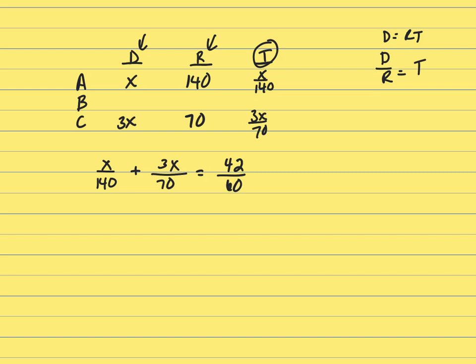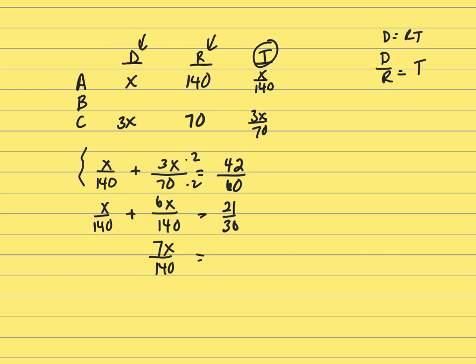Normally I clear my fractions, but I'm not sure, it might be a big number. So what I'm going to do this time is get a common denominator, because that will be easy to do, of 140. And you can multiply the top and bottom by 2. That gives me 6x. And then let's reduce this 42 over 60 to 21 over 30. Now you can add the left-hand side. That gives you 7x over 140 equals 21 over 30.